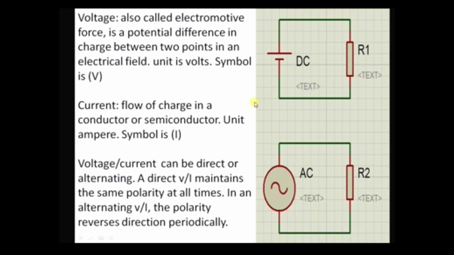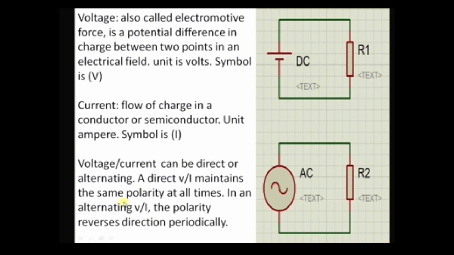Now let's see the current definition. Current is a flow of charge in a conductor or semiconductor. Its unit is ampere, its symbol is I. Flow of charge in a conductor means what? The voltage source, which has energy in it, makes the electrons, that is charges, move in this conductor. The energy in this voltage source forces the electrons inside this conductor to flow. That results in current flow.